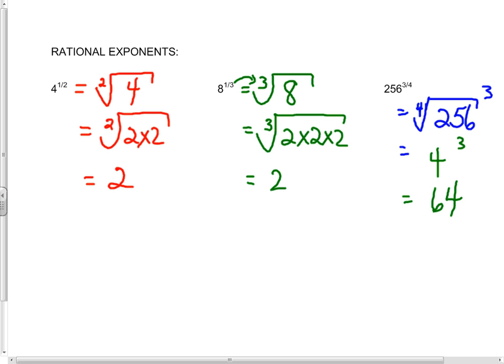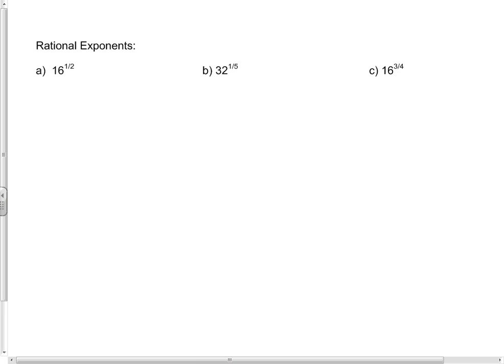So a general rule would be, if you have something to a rational exponent, you are taking the nth root and raising it to the mth power. I don't even know if that's a word. Okay, there's your rule. Let's just do a couple more.